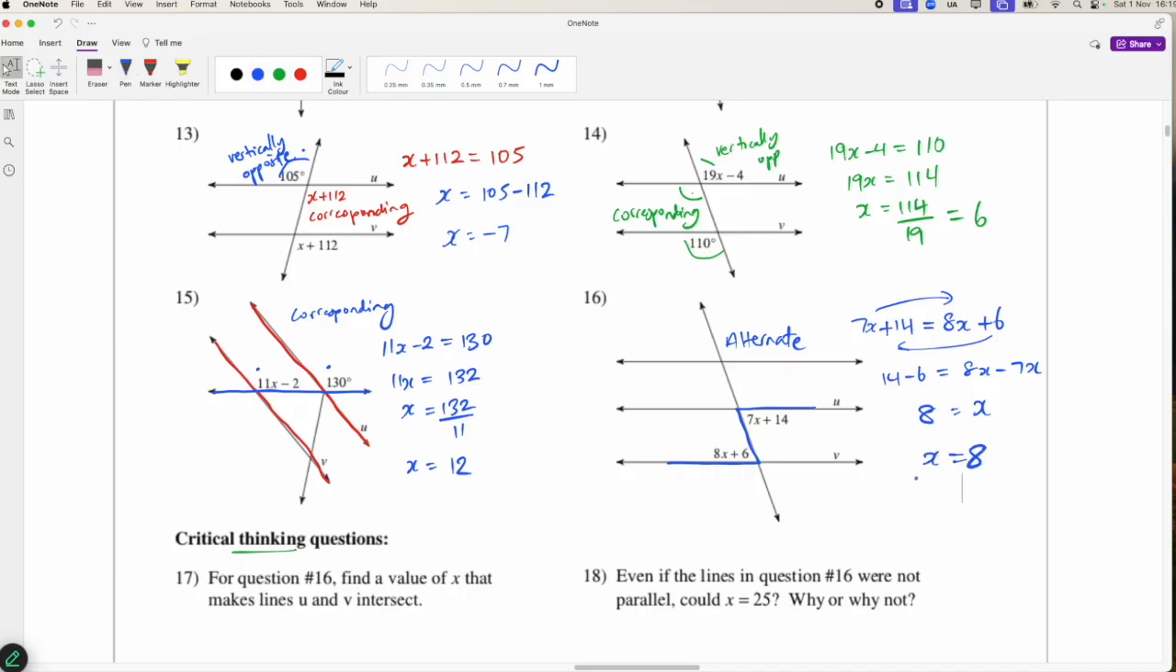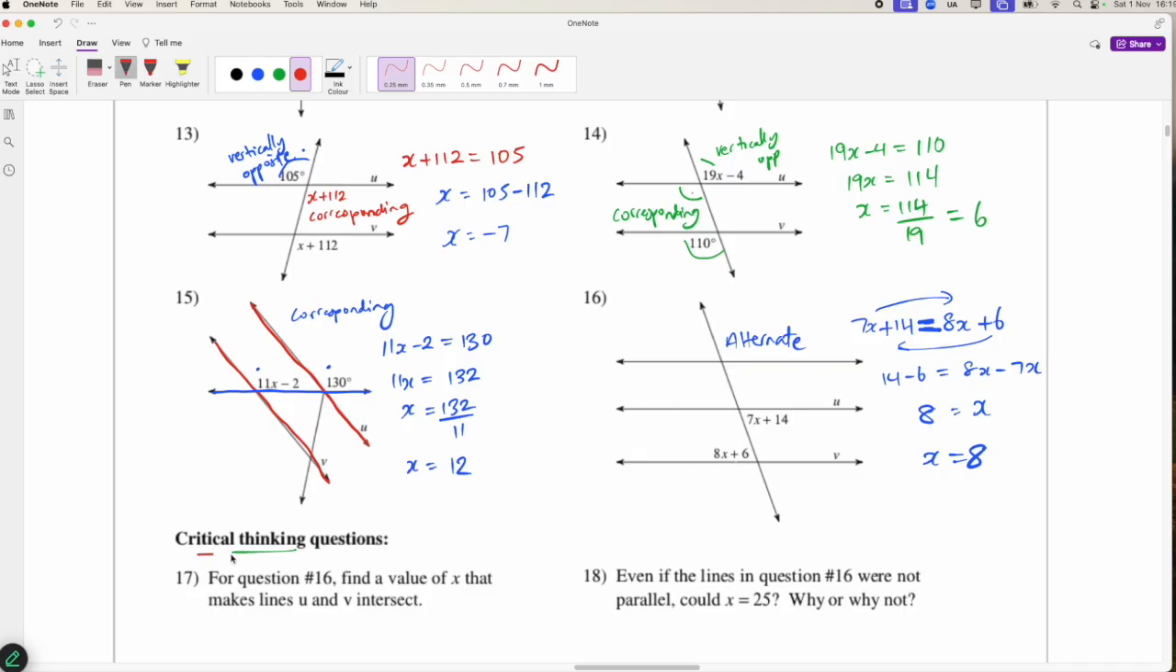Now that means, because you notice it's two different equations, x needs to be 8 in order for these two equations to be equal. If x is not 8, these two equations would not be equal. If these two equations are not equal, that means that these two angles are not equal. And if these two angles are not equal, it means that these two lines are not parallel, because that is what makes the lines parallel, the fact that those angles are equal.